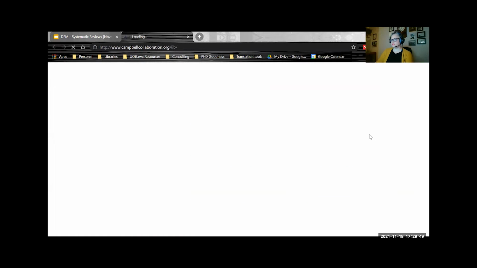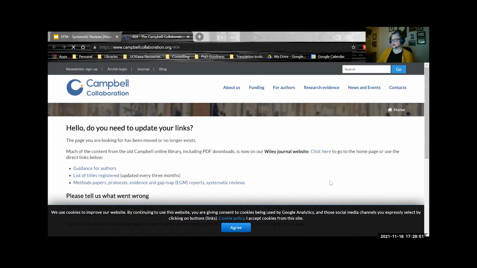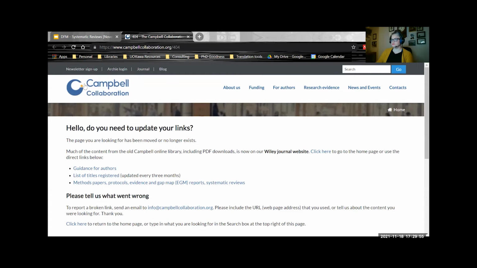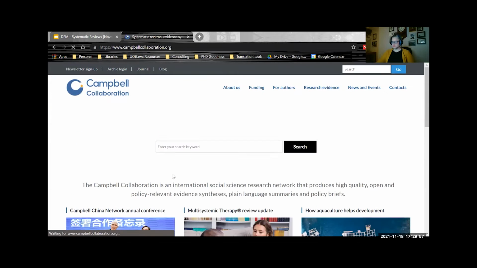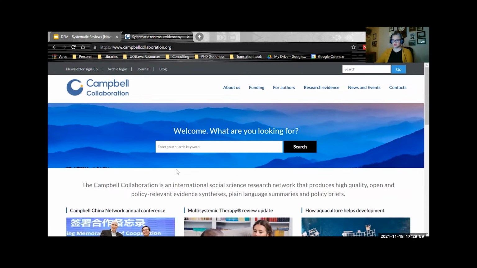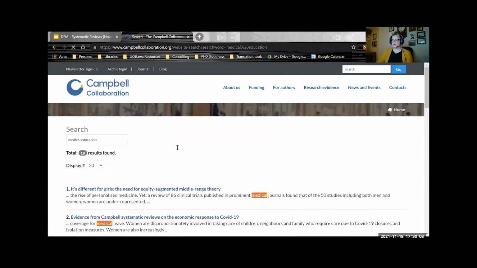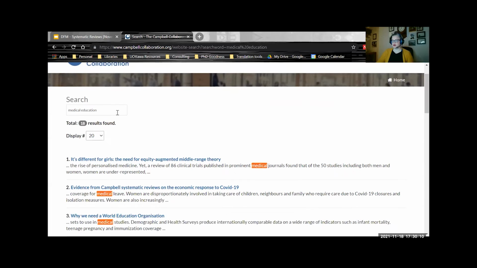So Cochrane is really great if you're doing well, apparently if you update your link, which I forgot to do. So let's go to the Campbell. Here we go. So what you can do with the Campbell Collaboration, again, you can just enter some keywords. All right. And if we type in medical education, for example, you can find different results.